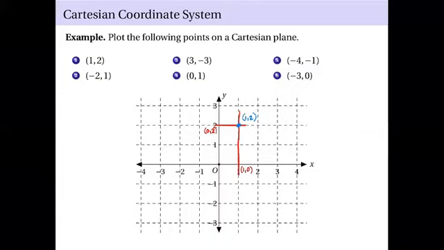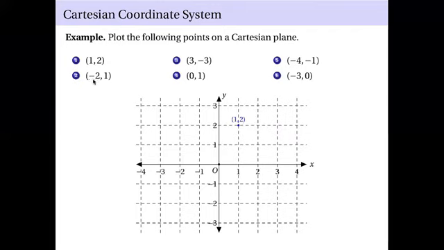Okay? So let's see. That's your 1, 2. So you draw this vertical line passing through this 1, 0. And then in here, a horizontal line passing through 0, 2. The point of intersection is here. You have 1, 2. Okay?